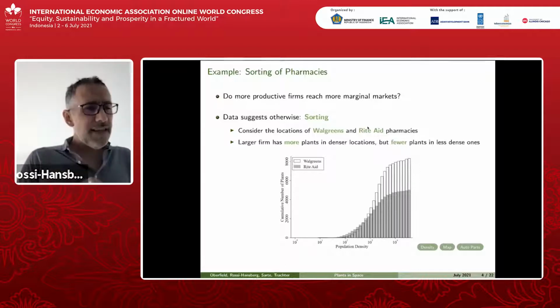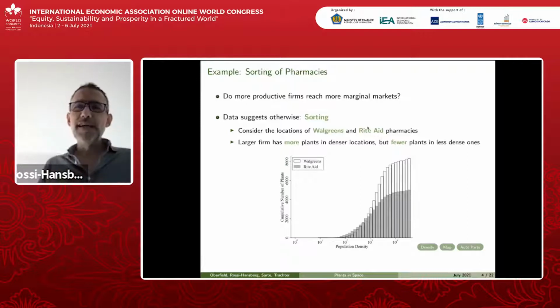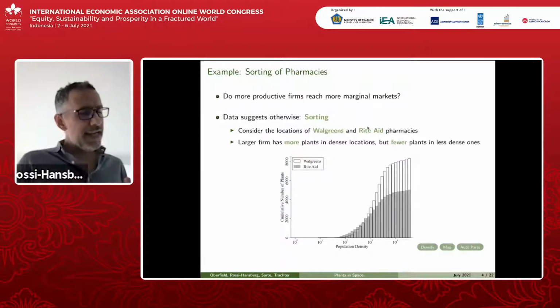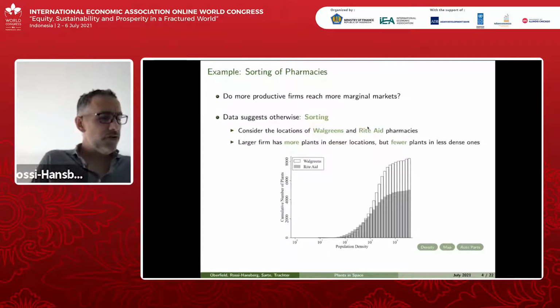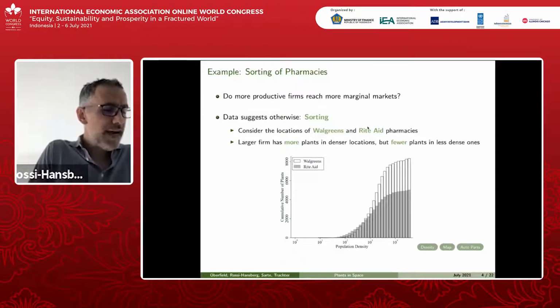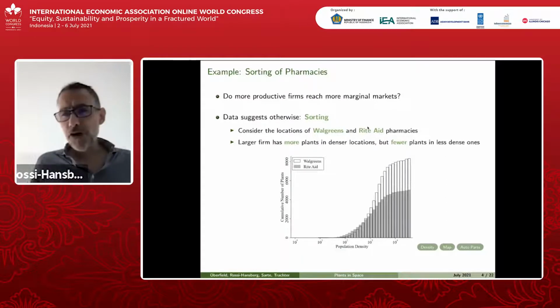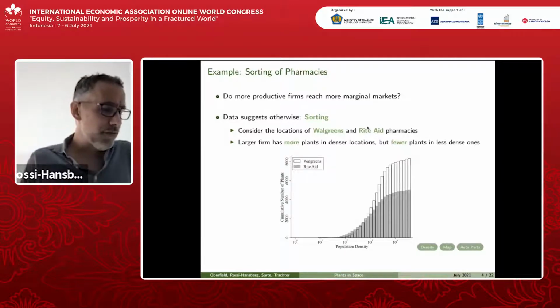Now, when you look in a little bit more detail at the data, you see that that's not quite right. What emerges is a form of sorting. And here, to illustrate that, consider 2 pharmacies in the US, Walgreens and Rite Aid. Walgreens is the larger one, the one that has more plants. And so I'm going to call it the more productive one.